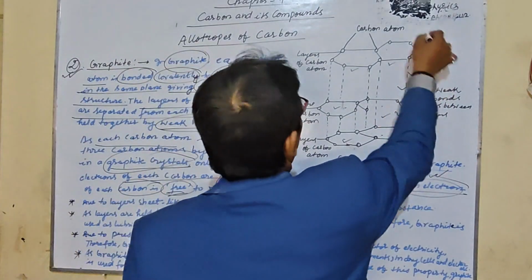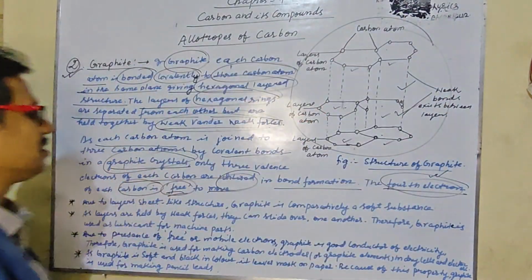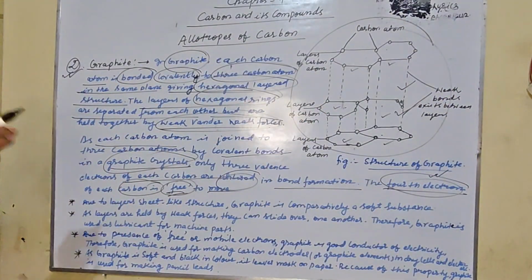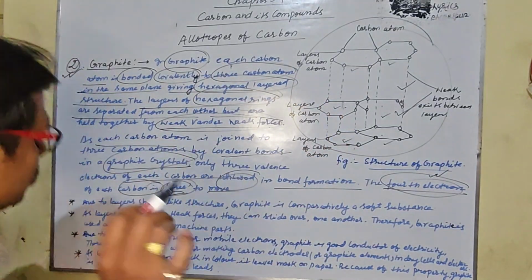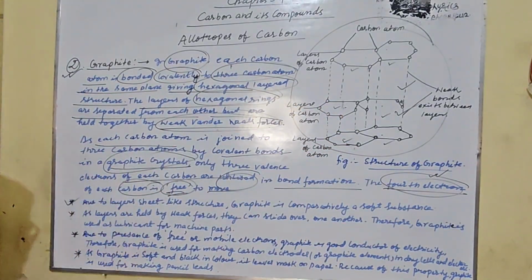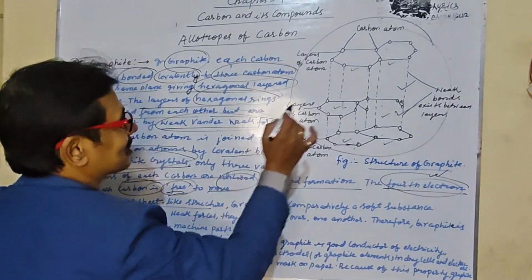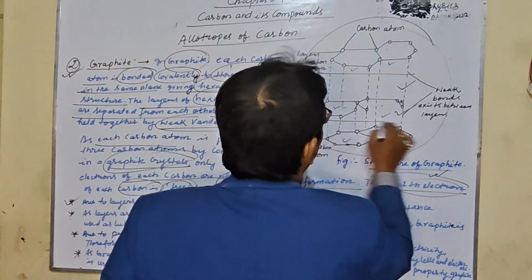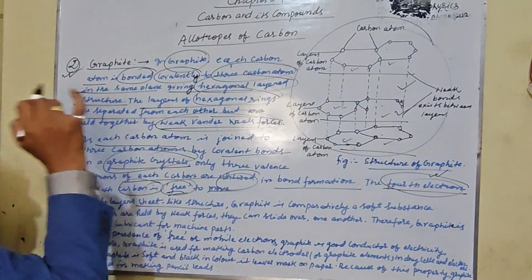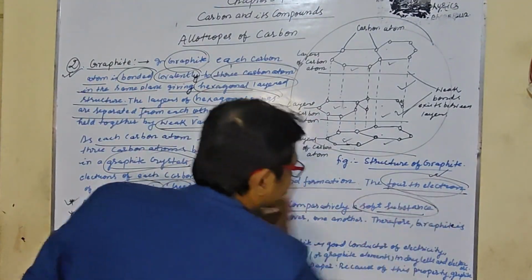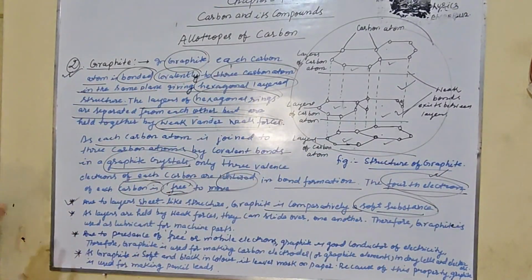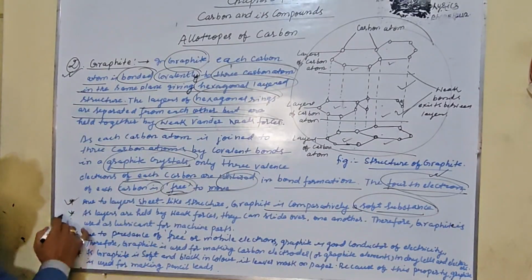As you see in the structure of graphite, they are forming a ring structure. So, my dear students, a few characteristics of graphite. First, due to the layer sheet structure, graphite is comparatively a soft substance. Is it clear? Graphite is a soft substance due to the sheet-like structure.